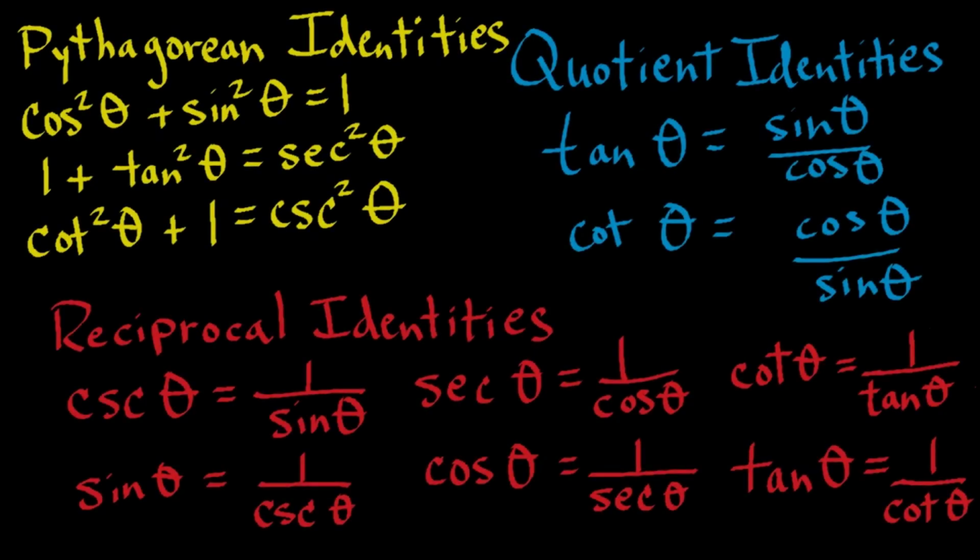In this video, I'm going to cover how to prove or verify trigonometric identities. We will use the Pythagorean, quotient, and reciprocal identities throughout these proofs, so it's important to take note of them. Next, I'm going to cover some of the things to look out for when you are proving trigonometric identities.